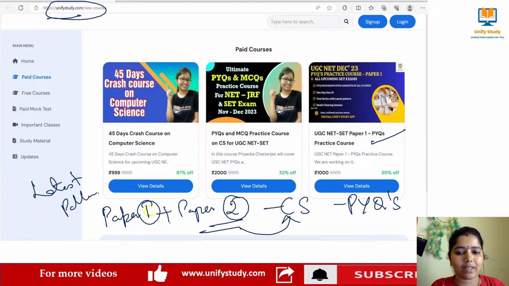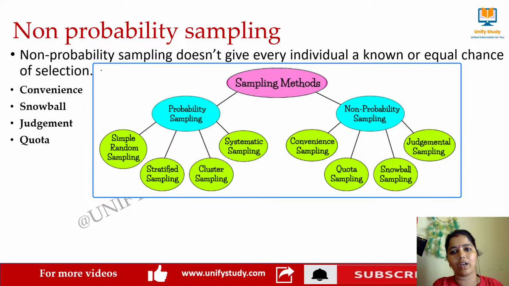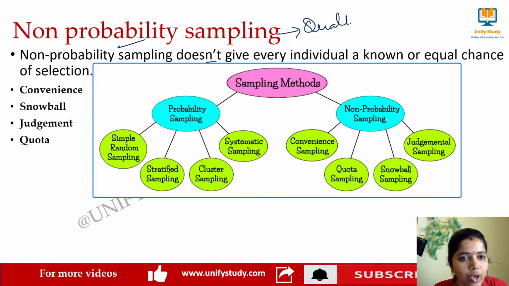We'll move to the next one, non-probabilistic sampling. What do we mean by non-probabilistic sampling? Every individual is not given an equal chance to be part of the selection, and that we call non-probabilistic sampling. This will be applied for the qualitative method of research. Whenever we do qualitative research, there I will be applying non-probabilistic sampling.